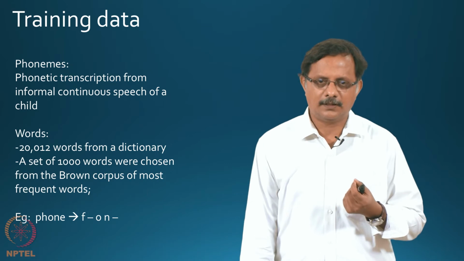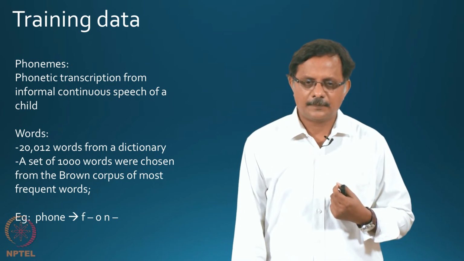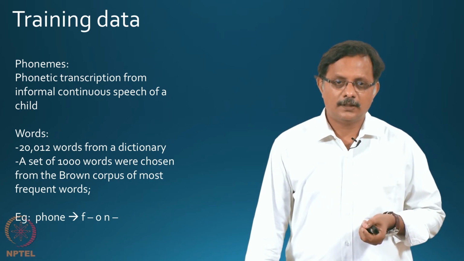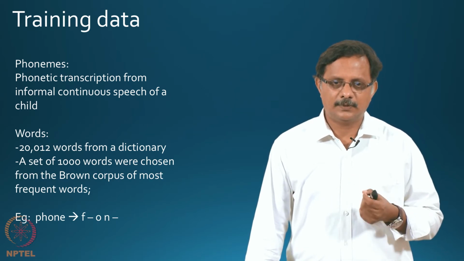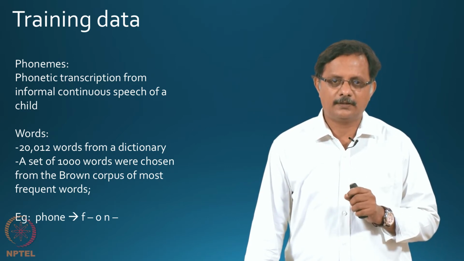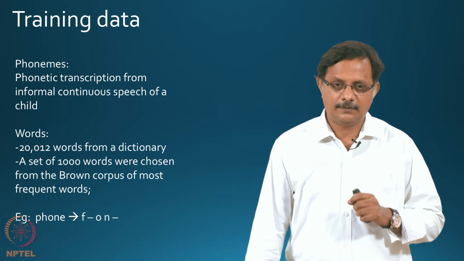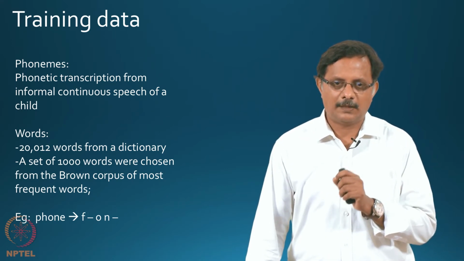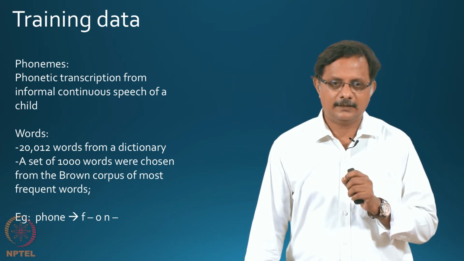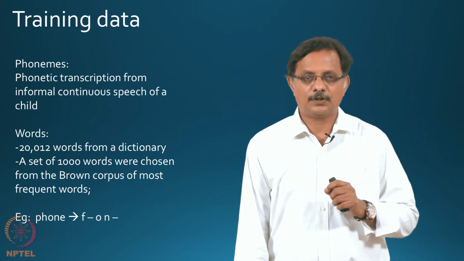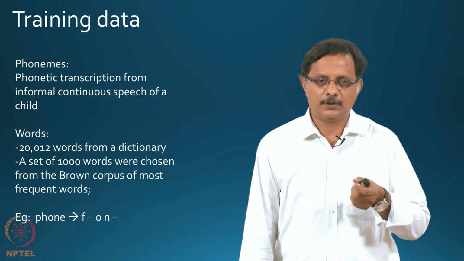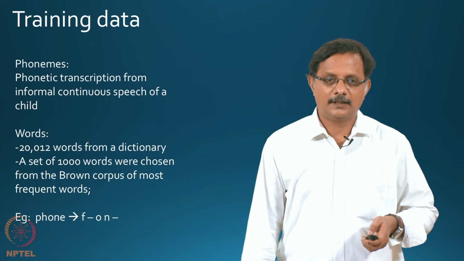This was speech taken from a child, and the way characters are mapped onto phonemes is like this. Suppose you have the word phone. The first phoneme is f, where both p and h together are mapped onto the phoneme f, and then there is a blank. Then the letter o is mapped onto the phoneme o, and the letter sequence n e is mapped onto the phoneme n. Wherever there is a missing character in the output, there is no phoneme and there is just a missing space.